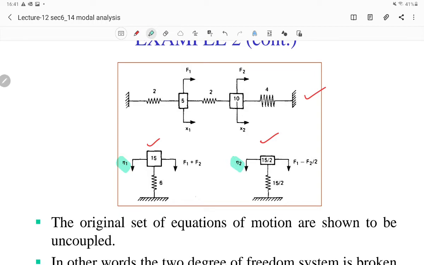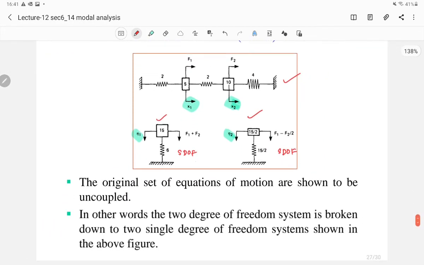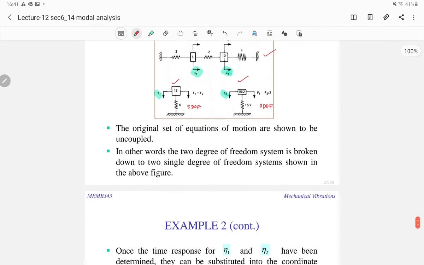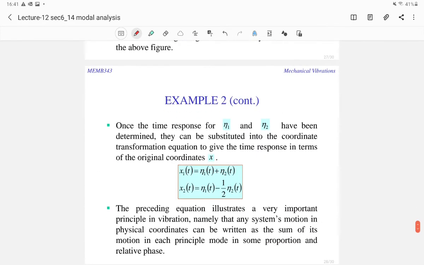Previously you had x1 and x2 connected, or coupled. Now eta 1 and eta 2 are decoupled as single degree of freedom systems. Two single degree of freedom systems. So you use the equations that you have in your list of equations to solve for eta. So you are solving for eta here.